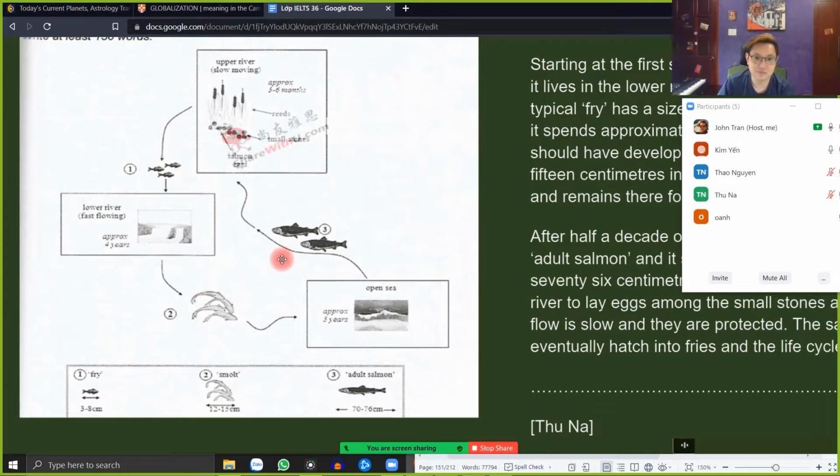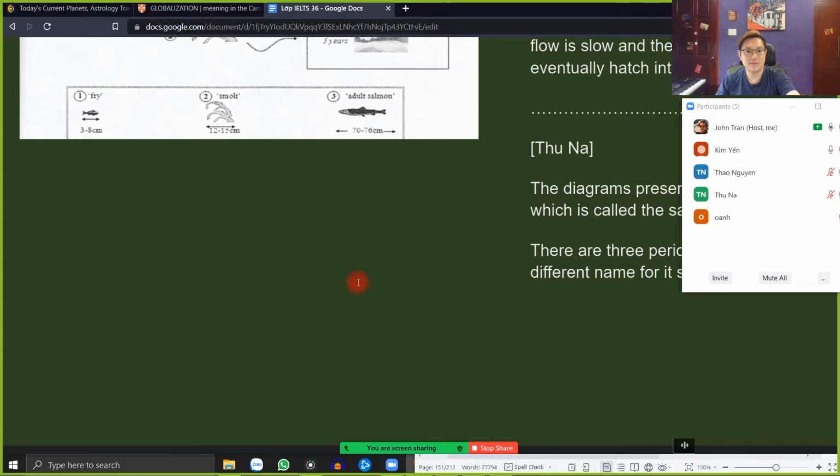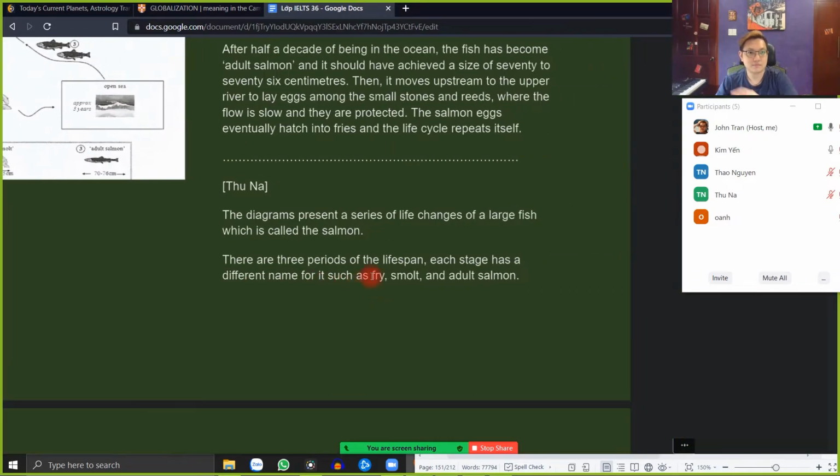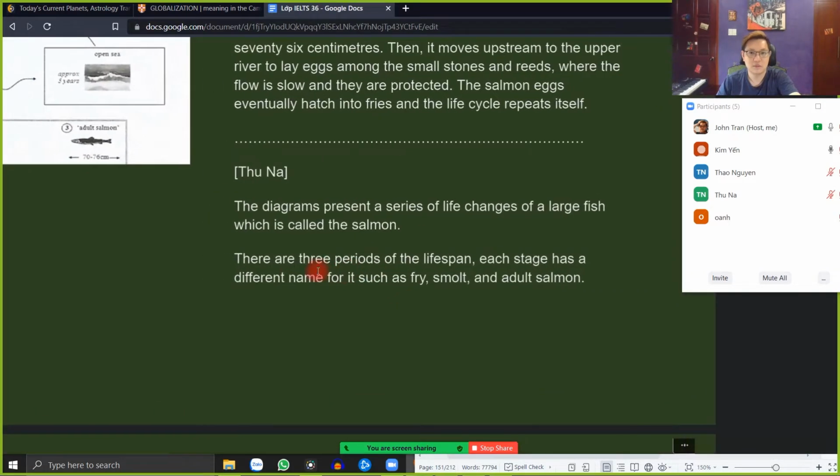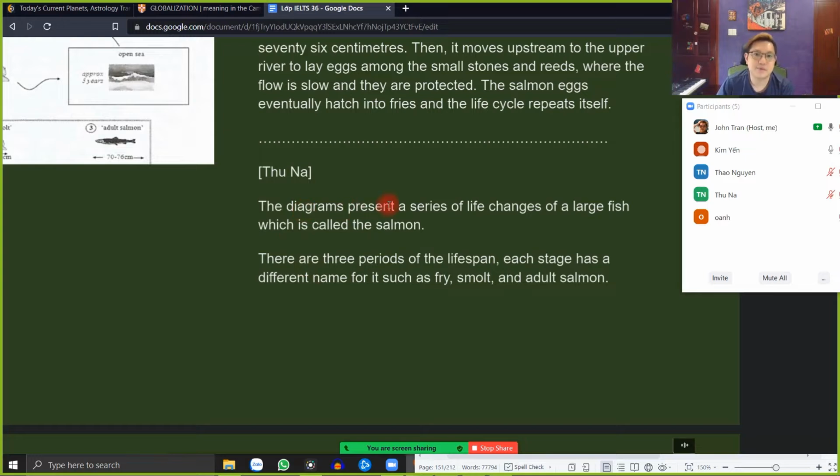Okay, let's look at Miss Na's writing. The diagrams presents, trình bày, a series of life changes of a large fish which is called a salmon.